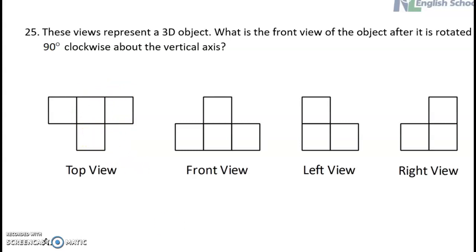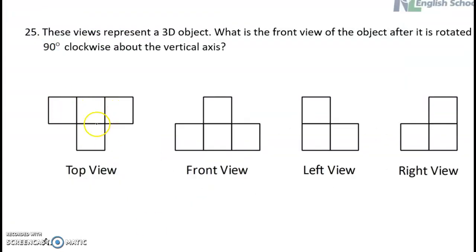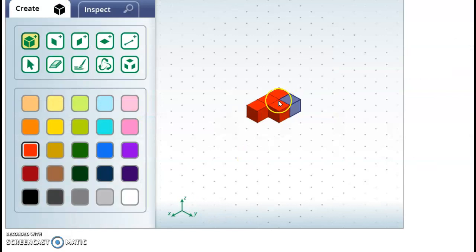So I'm going to start with the top view. The top view looks like I've got 3 blocks with 1 in front. So 3 blocks with 1 in front. Front view looks like I've got 3 blocks with 1 on top. So there's my 3 in front with 1 on top.